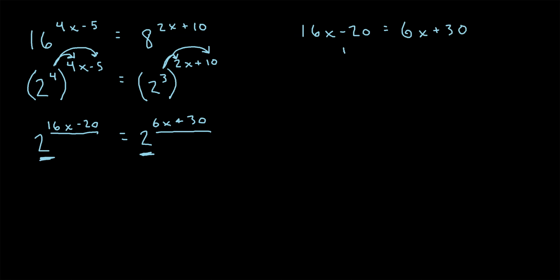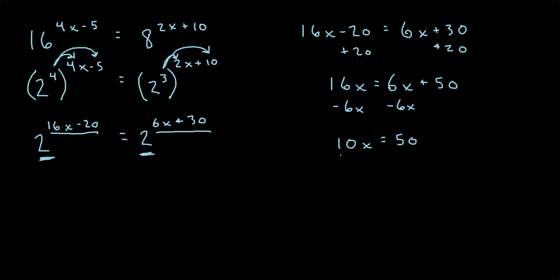So let's add a 20 to each side. Plus 20, plus 20. On the left-hand side, we're left with 16x is equal to, on the right-hand side, we have 6x. 30 plus 20, that's 50, so plus 50. And then we can subtract a 6x from each side to get all of the x's on the same side. So 16x minus 6x, that's 10x. And over here, we're just left with a 50. So to solve for x, we can divide both sides by 10. And x is equal to 5. So that is our final answer.